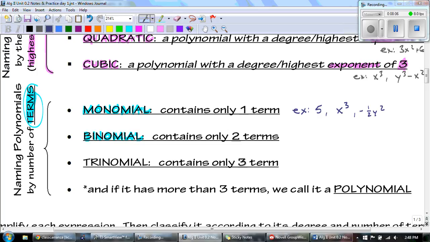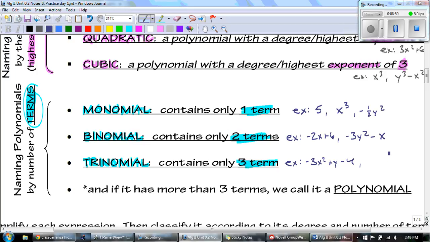So with the binomial, bi meaning 2, we could have negative 2x plus 6 or negative 3y squared minus x. I'm just coming up with these from the top of my head. The numbers don't matter, it's just how many terms are there. So the monomial had one term. The binomial had 2. The trinomial is going to have 3. So negative 3x squared plus y minus 4.